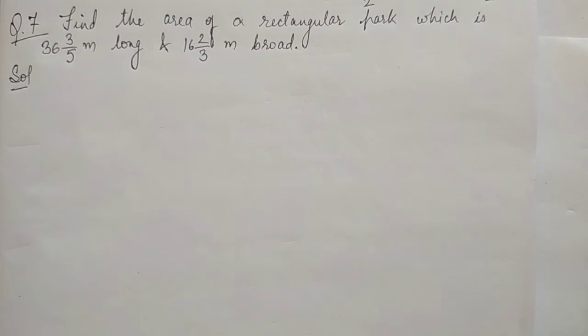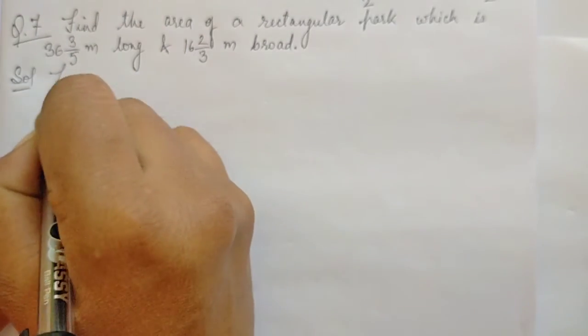Exercise 1G, question number 7. Find the area of a rectangular park which is 36 3/5 meter long and 16 2/3 meter broad. So the length of the rectangular park is given, the breadth of the rectangular park is given, and we have to find out the area of the rectangular park. So area of a rectangle, we know, is length into breadth. So simply we will multiply these two given values.